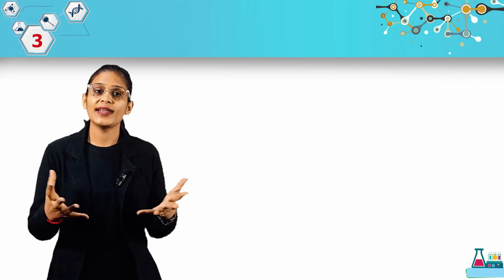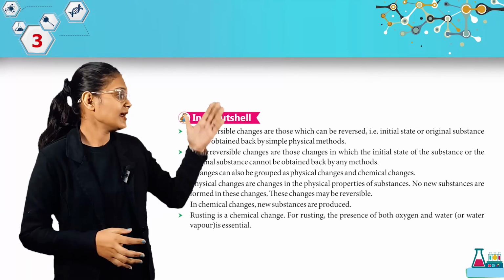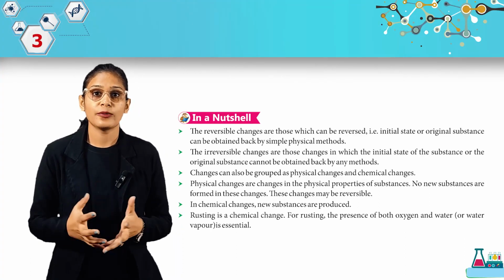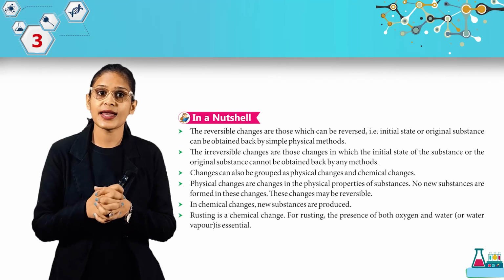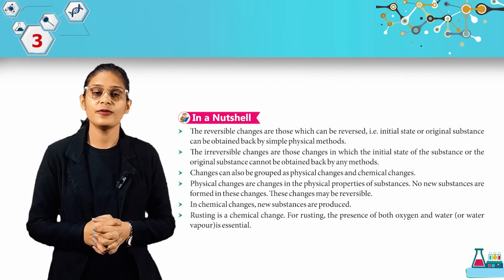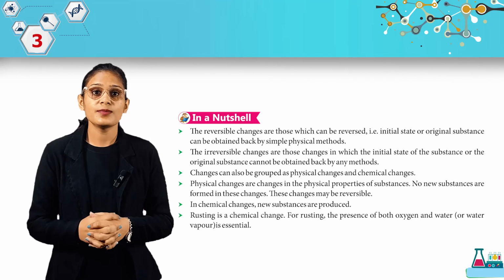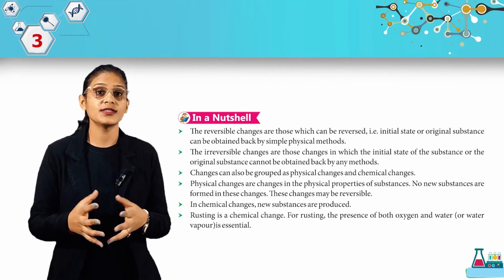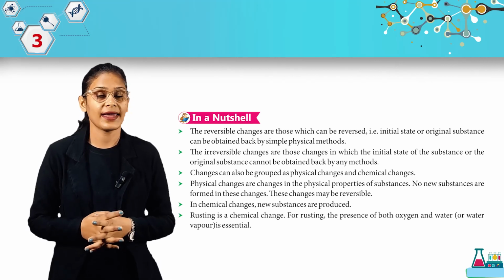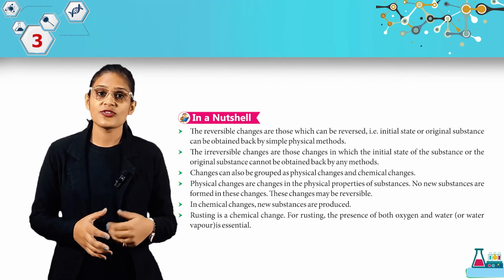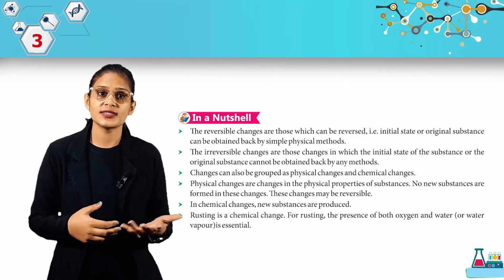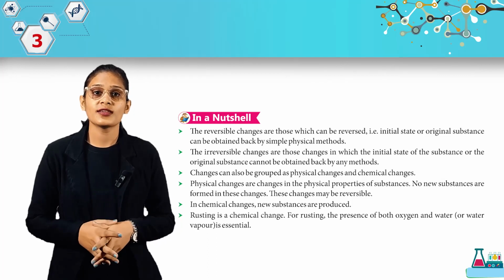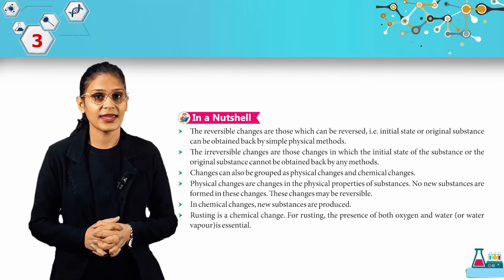Now students, what we learned in this chapter, now we will discuss it in a nutshell. The reversible changes are those which can be reversed. That means the initial state or original substance can be obtained back by simple physical methods. The irreversible changes are those changes in which the initial state of the substance or the original substance cannot be obtained back by any method. So students, what are reversible changes? Those in which we can come back to the initial or original state by a physical method, and irreversible changes are those in which we cannot come back to the original state.